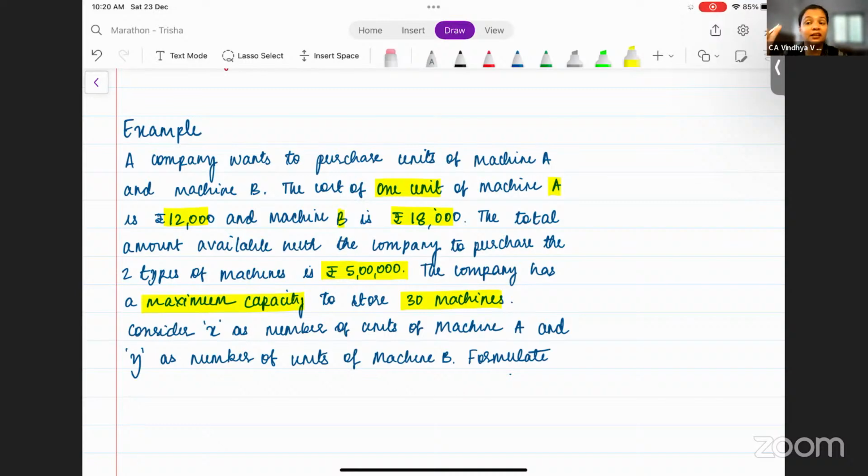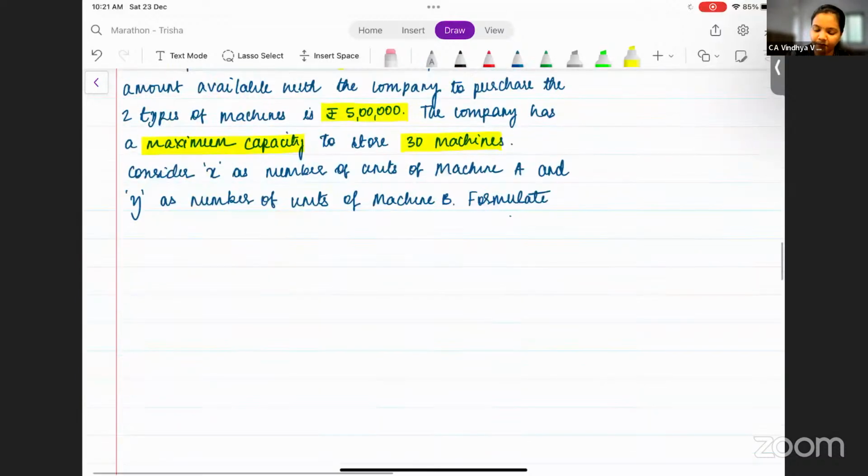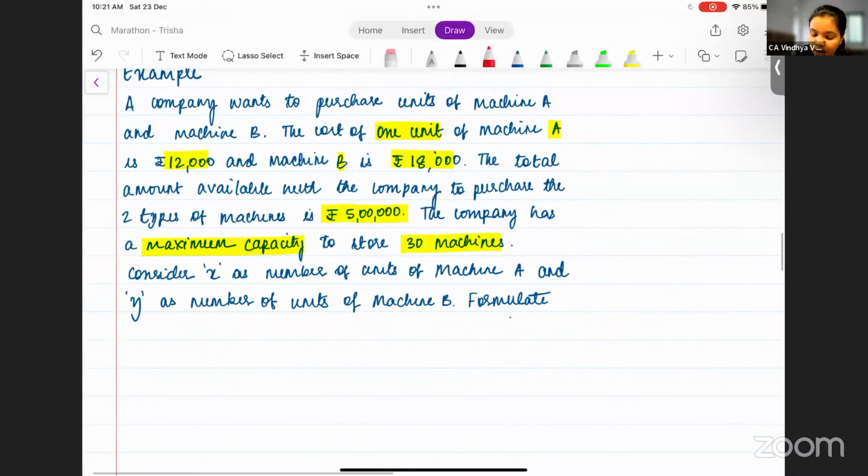Now, we know that there is X and Y. First thing, we have to recognize what is a constraint here. When I say constraint, it means the maximum or minimum of it that you can utilize. For example, the first constraint that I will talk about is the total amount available, because it has been said in the question that the total amount available is 5 lakhs.